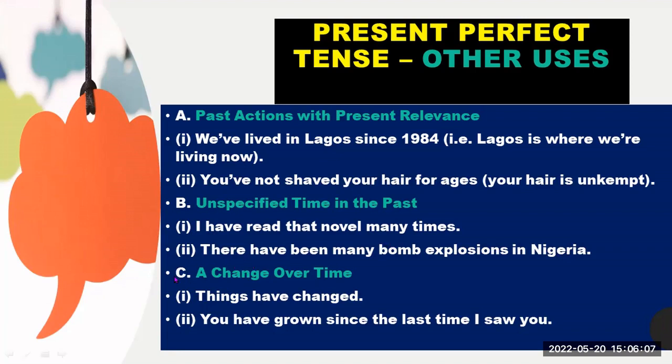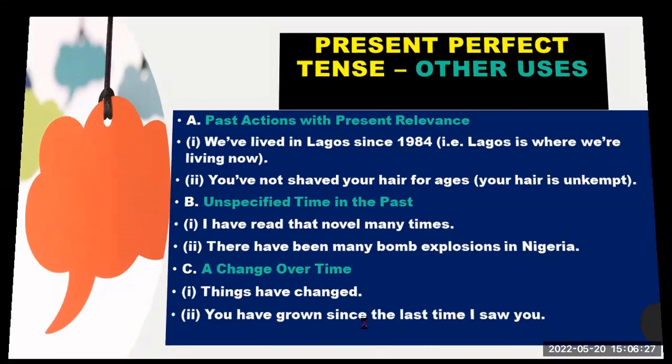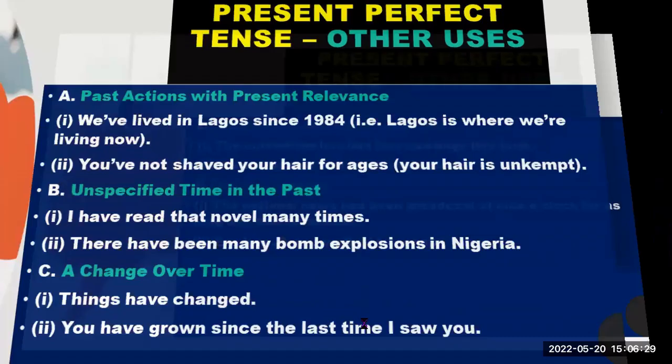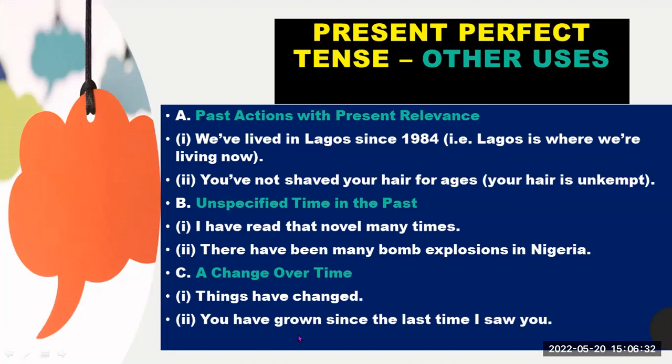Now, another use of the present perfect tense is a change over time, a change that has taken place over a period of time. For example, things have changed. Over time, there have been changes. Another example is: you have grown since the last time I saw you. You have grown. A change has taken place in your stature over time.